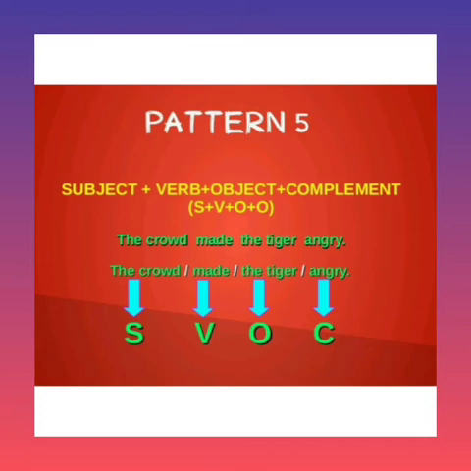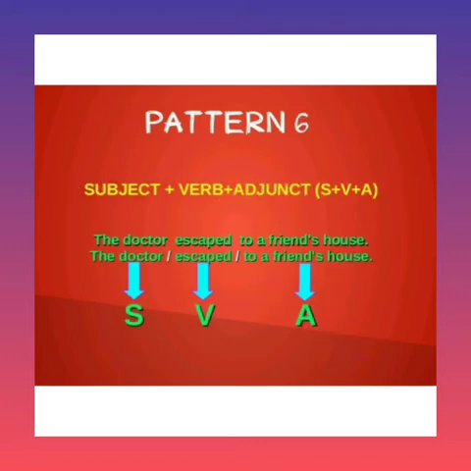Next, coming to pattern 5, SVOC. The crowd made the tiger angry. The crowd is the subject, made is the verb, the tiger is the object, angry is the complement. So certain words take a complement, the word made takes a complement.